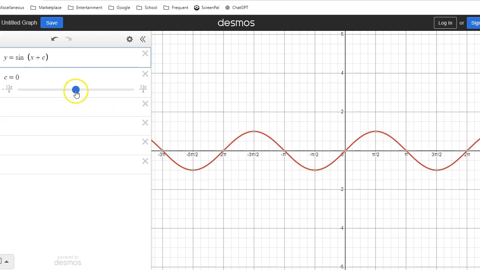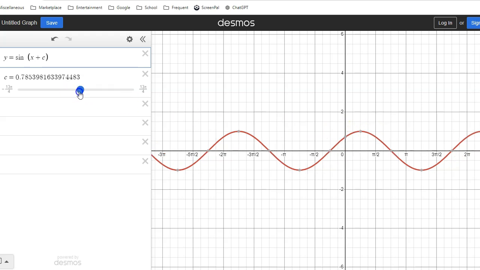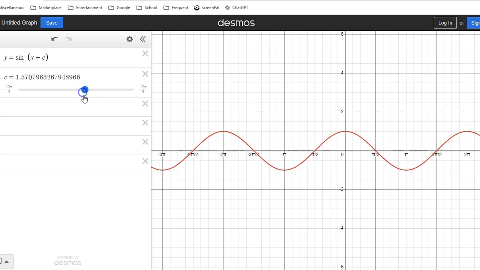Now we are going to use this slider to increase the value of c to pi over 2. That should shift this graph pi over 2 to the left. And now we see that the graph has even symmetry. The y-axis splits it right down the middle, and now the sine function is an even function.